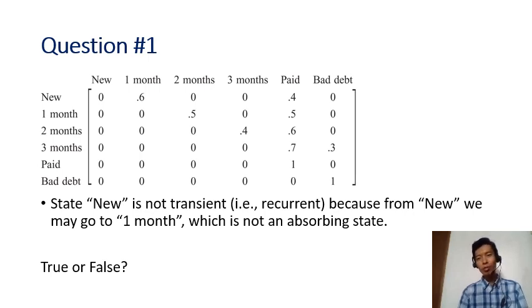Now here are some questions to check your understanding about absorbing chains. The first: given a transition probability matrix, the statement is that state new is not transient, or in other words, state new is recurrent, because from new we may go to 1 month, which is not an absorbing state. Is this statement true or false? I will give you the answer after the pause on the video to give you time to think about the answer.